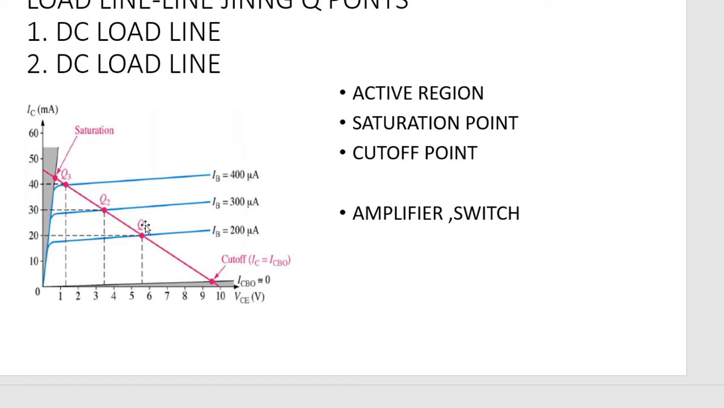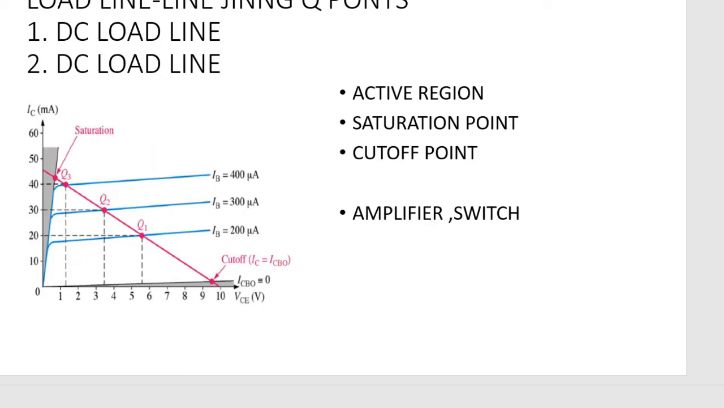Now, imagine a switch. If the transistor is configured as a switch, it should be working between cutoff and saturation. That is, it is switching between the cutoff region and the saturation region. So that is the importance of these three regions. To configure the transistor as an amplifier, it has to be operated in the active region, and to configure the transistor as an electronic switch, it must be operated in the saturation and cutoff regions.